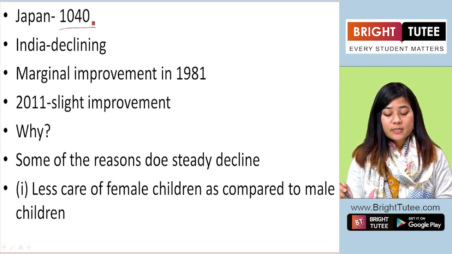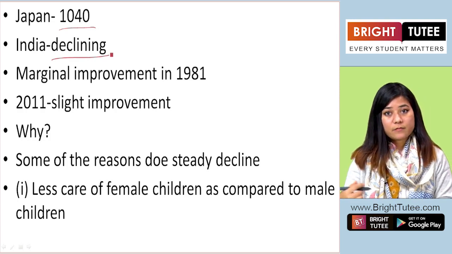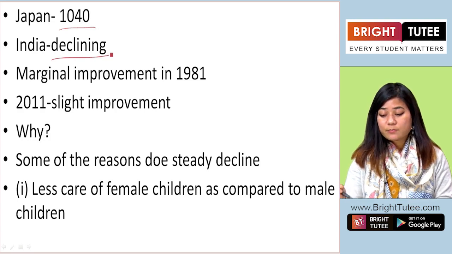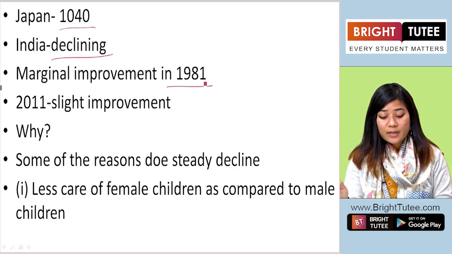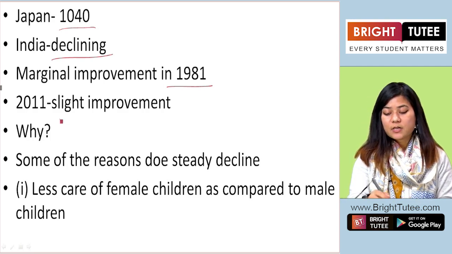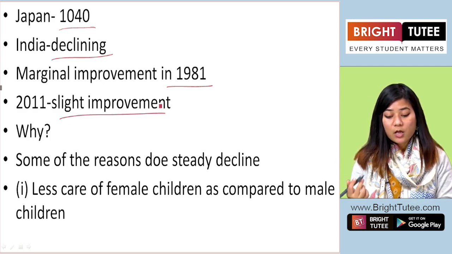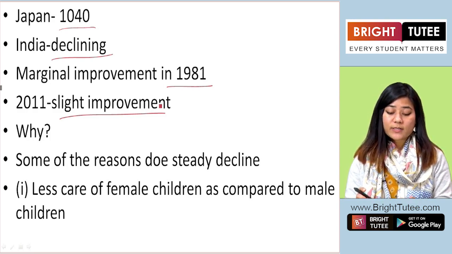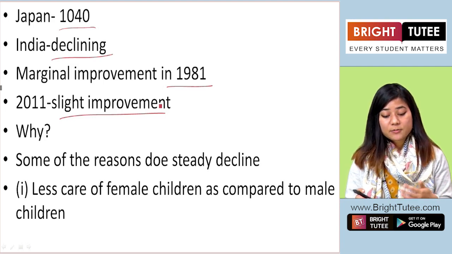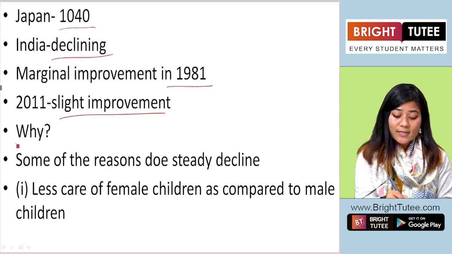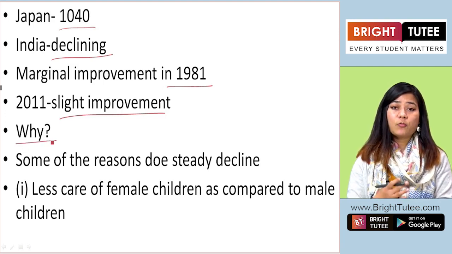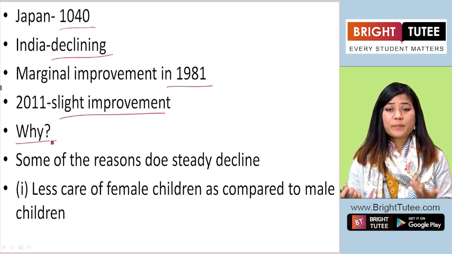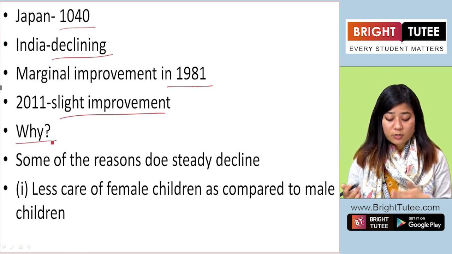In India, the sex ratio kept on declining from the beginning of the last century. There was a marginal or slight improvement in the year 1981, and again in 2011 there was another slight improvement in the ratio, but generally over the last 100 years, or one century, the ratio continuously declined. Why so? Why did the number of females amongst the number of males keep on dropping, or why did this ratio keep on declining?